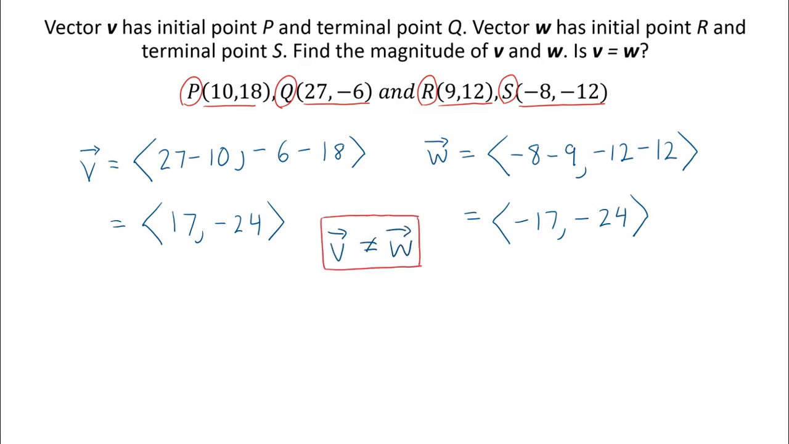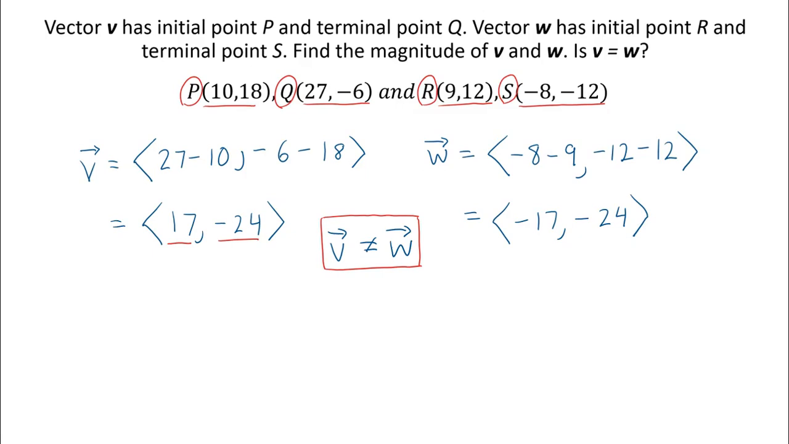Now, just for fun, let's find the magnitude of v and w and see if they, by chance, have the same magnitude. Now, remember, when I say magnitude, magnitude is just the length of the vector. And if we look at the length of the vector as the hypotenuse of a right triangle, that means that we can find the magnitude using the Pythagorean theorem. And to use the Pythagorean theorem, all I need is the length of one side of the triangle and the length of the other side, and I can use the length of those two sides to find the length of the hypotenuse, which would be the length of my vector.